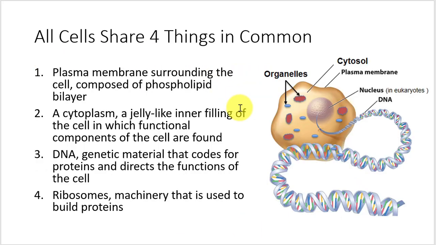So all cells on this planet all share four things in common, okay? They all have a plasma membrane that surrounds the cell. It's composed of a phospholipid bilayer. All cells have a cytoplasm, a filling of all that stuff inside of that plasma membrane. That's what we call the cytoplasm. It's a jelly-like filling of the cell in which all of the functional components of the cell are found.